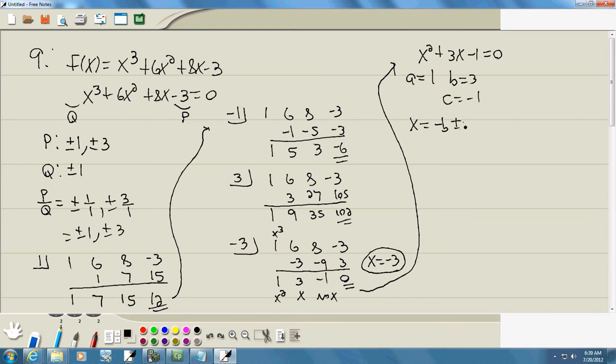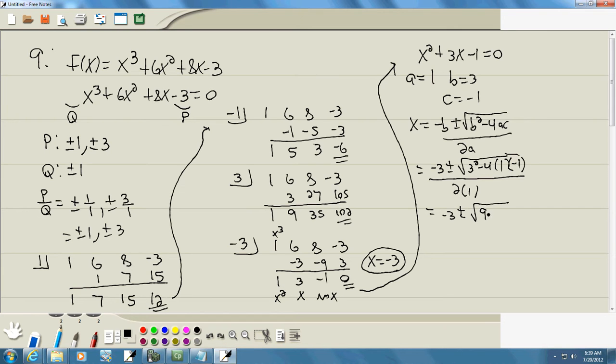The quadratic formula is negative b plus or minus the square root of b squared minus 4ac, all over 2a. So we got negative 3 plus or minus the square root of 3 squared minus 4 times a, which is 1, times c, which is negative 1, over 2 times 1, which gives us negative 3 plus or minus the square root of 3 squared is 9. Negative 4 times 1 is negative 4, times a negative 1 gives us a positive 4, over 2, which gives us negative 3 plus or minus the square root of 13 over 2. And those are our other two answers.